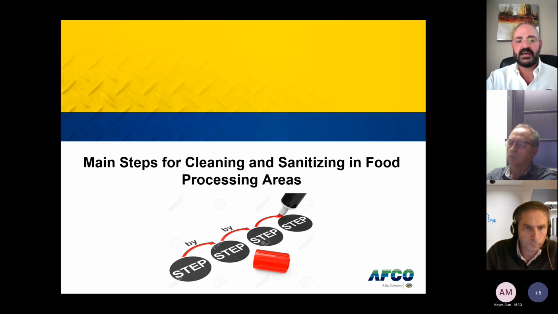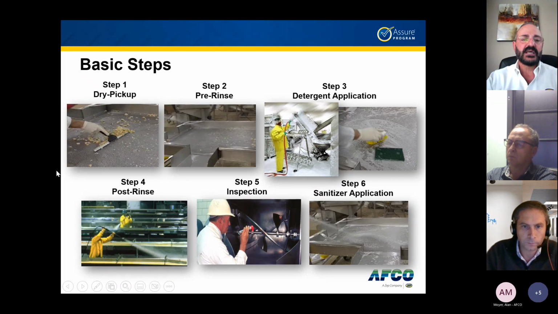So now let's talk about the main steps for cleaning and sanitizing in food processing areas, right? We have to move step by step when we clean. The first step, and we're going to talk in detail about each one of those, is dry pickup. We dry pick up all debris. The second step is to pre-rinse: wet all the equipment and rinse it with warm water, removing as much food residue with water as possible.